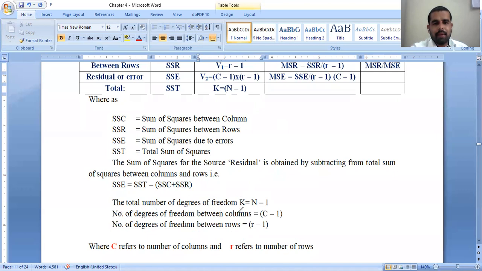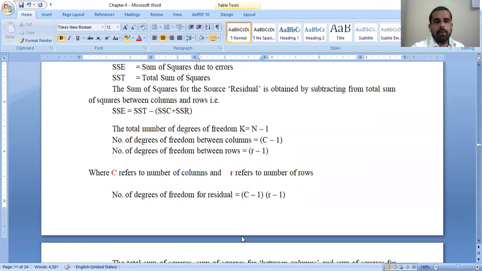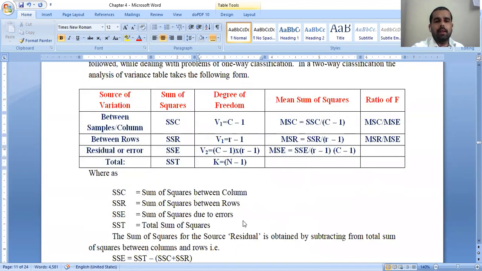The number of degrees of freedom between columns is C minus 1, and between rows is R minus 1. You have to observe how many rows and how many columns there are, because C and R depend on them. C stands for columns and R stands for rows. While taking the values in degrees of freedom, suppose in the given problem 4 columns are there, that is 4 minus 1, then V1 is equal to 3. For R, suppose 5 rows are there, then 5 minus 1, that is 4, so R is equal to 4 here.